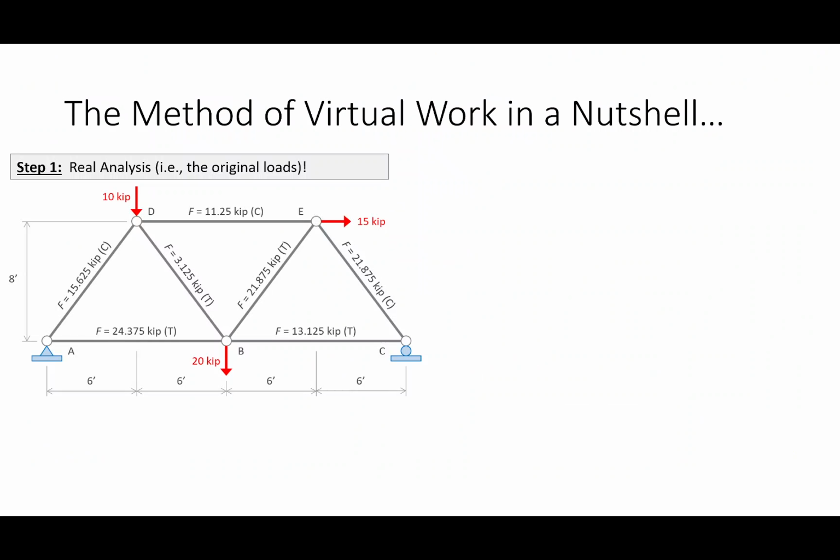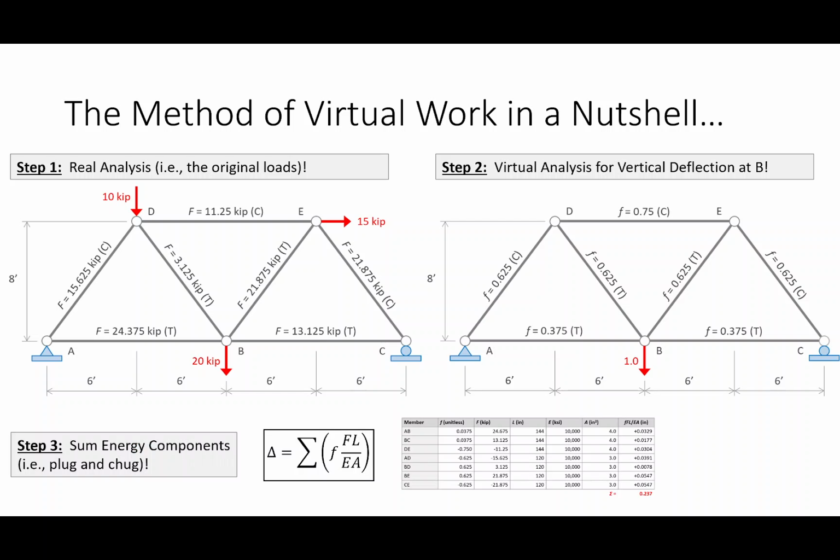So we do a real analysis, we do a virtual analysis, and then we plug and chug. Okay, and what do we plug and chug? We sum up what I'm going to call the energy components of each of the members. Okay, now the energy components are really easy to compute. So what that means is that for every member in the truss, I compute this term right here. It is little f times big F times L divided by EA. Okay, EA is the E and the area for each of the members. L is the length. Okay, but what about little f and big F? Little f is each of these virtual forces, and big F is each of these real forces. Okay? Does that make sense?